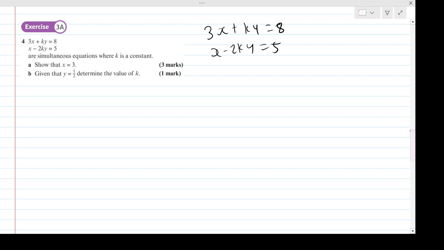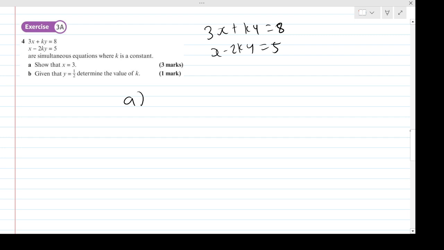So this is a good question to show why you can't just rely on the calculator, because some questions you can't use the calculator, and this is one of them. So we do need to use our skills that we just learned. Okay, so we've got this equation. Part A asks us to show that x is 3. So again, simultaneous substitution or elimination.